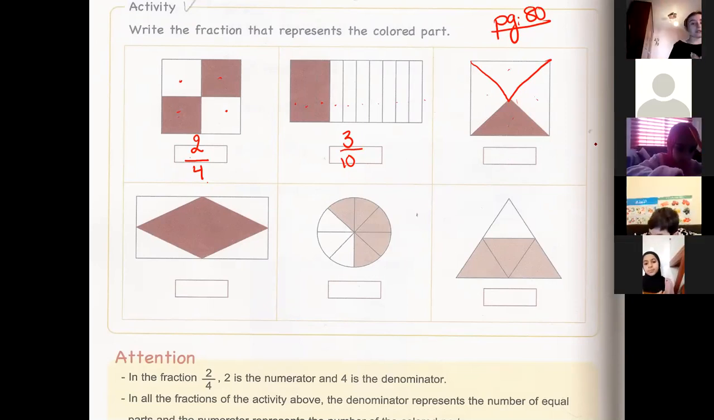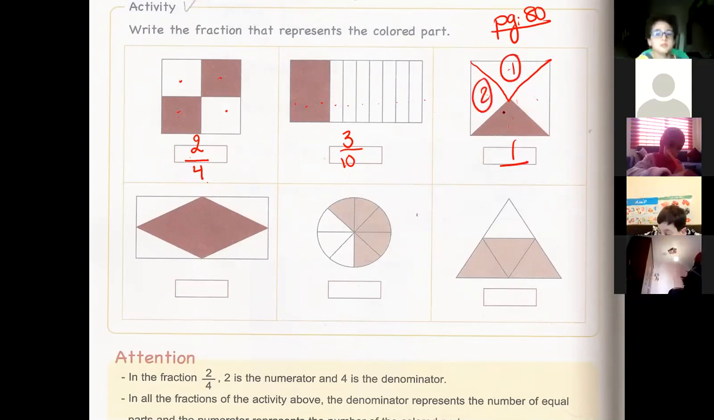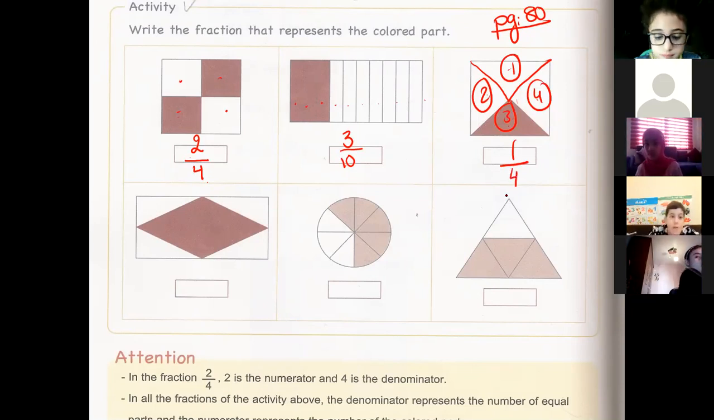How many parts did I color, Jad? 1 out of the total. How much is the total, Jad? 4. 1, 2, 3, 4. So 1 out of 4. 4 is the total number of equal parts. Okay.